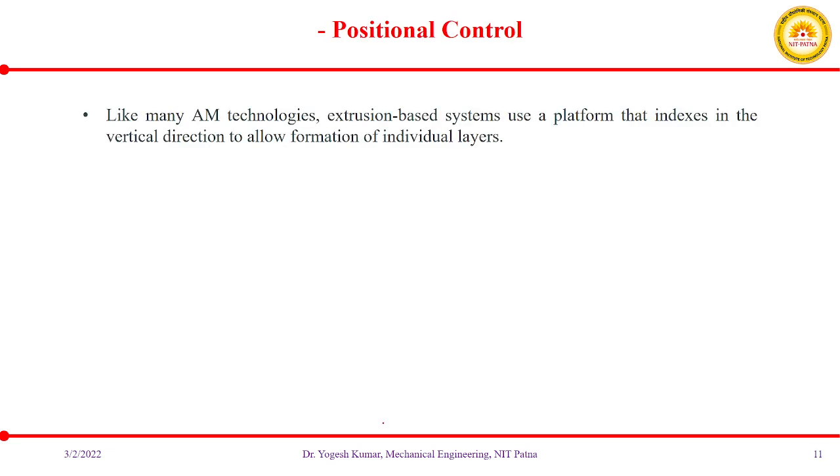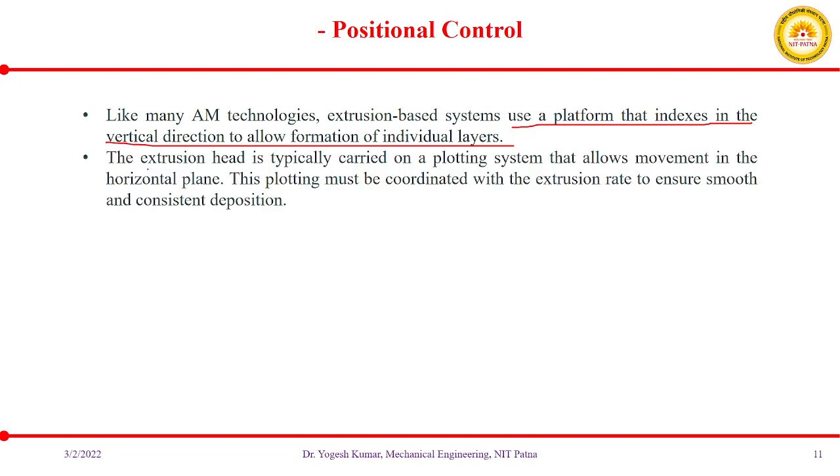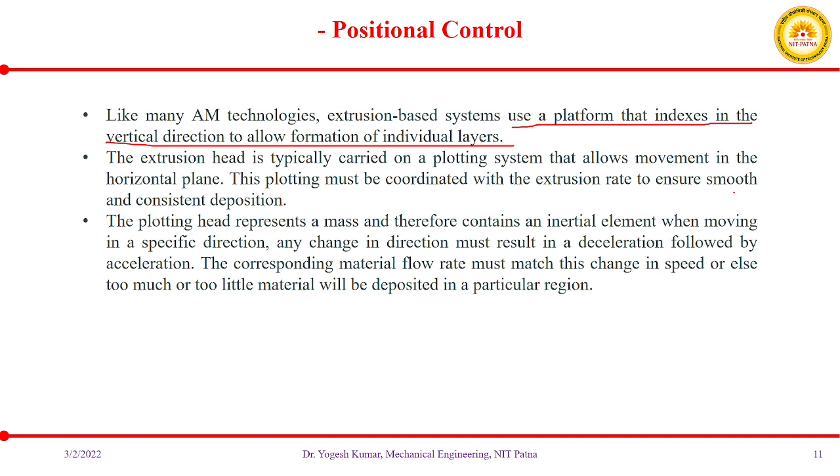I will move in fast forward mode because some of the things are already discussed in other processes, and more or less the things are the same. So, positional controls: like many other additive manufacturing processes, extrusion-based additive manufacturing processes use a platform that indexes in the vertical direction to allow formation of individual layers. The extrusion head is typically carried on a floating system and allows movement in the horizontal plane. This floating must be coordinated with the extrusion rate to ensure smooth and consistent deposition of your material.